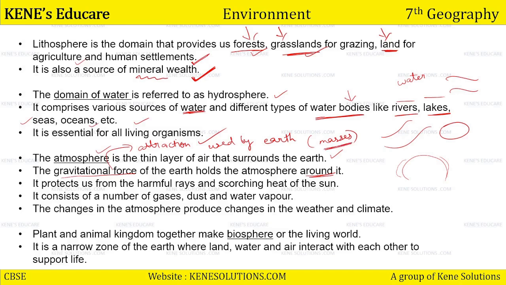That is why when you throw a ball in the air, it comes back to you because of the gravitational force of the earth. If apples grow on trees, or any fruit that grows on trees, they fall on earth. When they are completely ripe, they fall on earth because of the gravitational force. So gravitational force is, in easier language, a force of attraction which is used by earth to attract all the masses towards it. Okay. So we were talking about the atmosphere. Atmosphere is the thin layer of air that surrounds the earth.